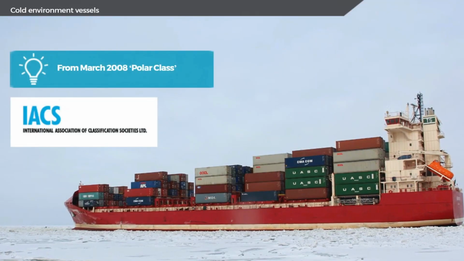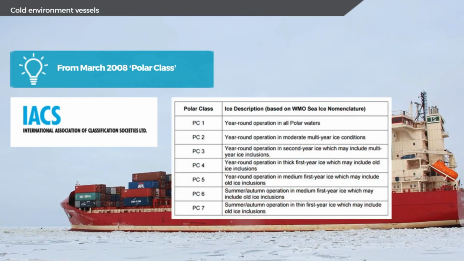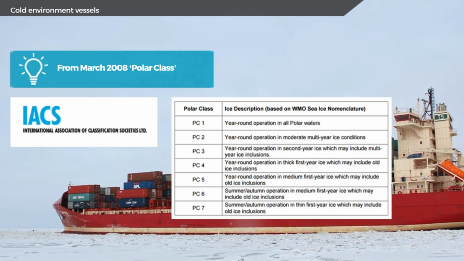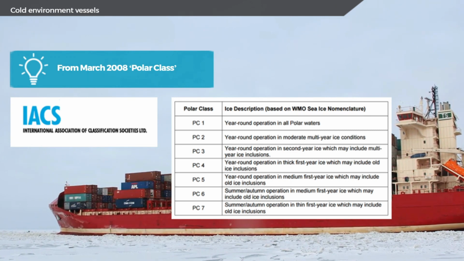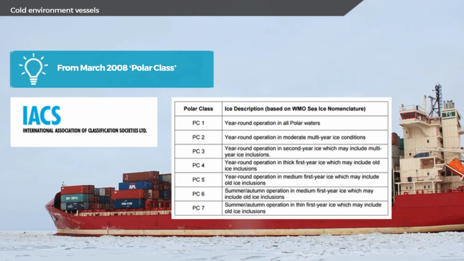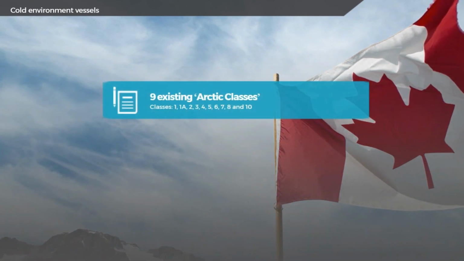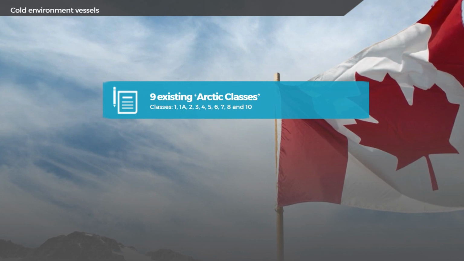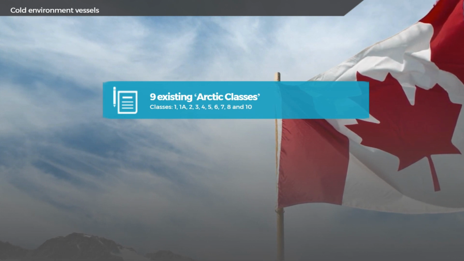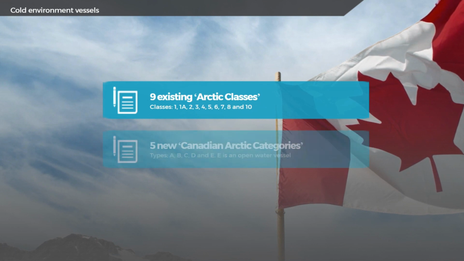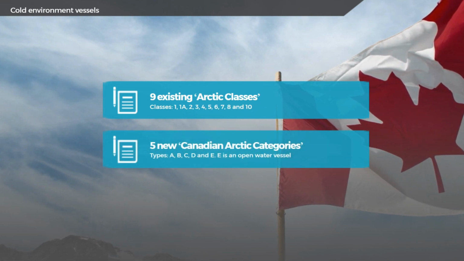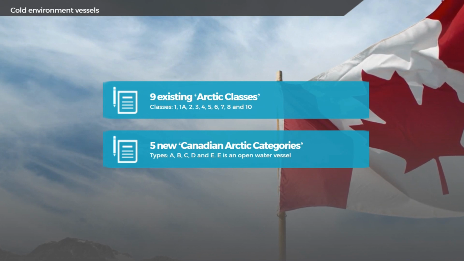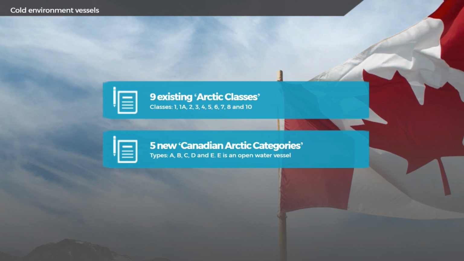The International Association of Classification Societies devised a way of classifying vessels that are built for trading in ice areas. The table shows the IACS 7 polar classes. The Canadian government defined 9 classes that a vessel must comply with to be able to enter certain zones within their jurisdiction. These are generally called Arctic classes. Recently, for new constructions, they have replaced the Arctic classes with 5 new Canadian Arctic categories, which are designed for ice navigation.